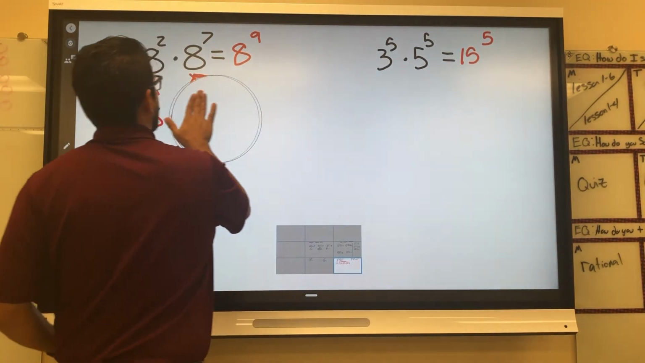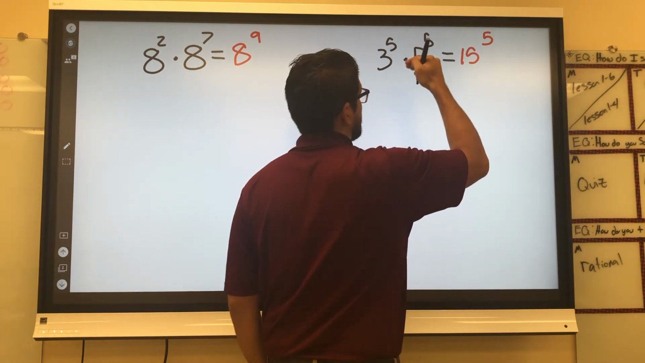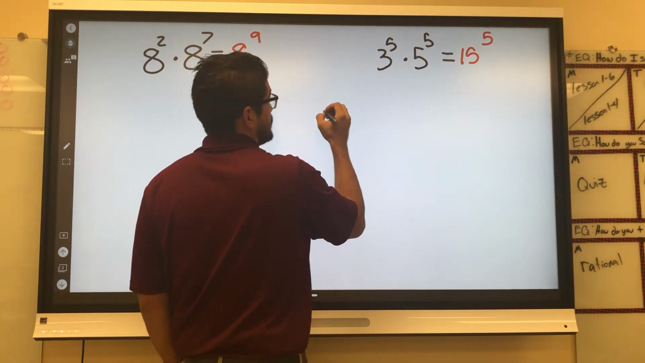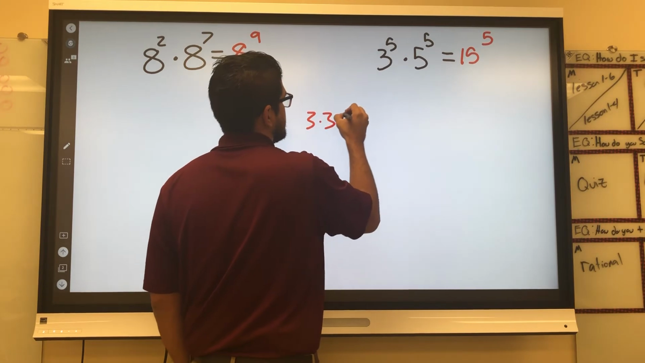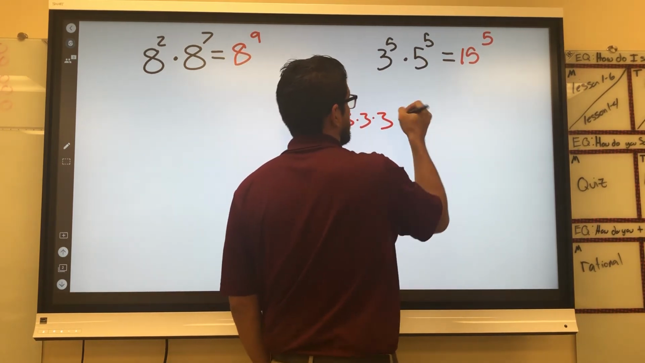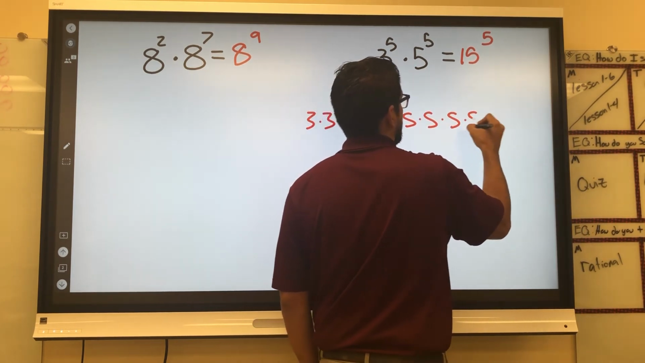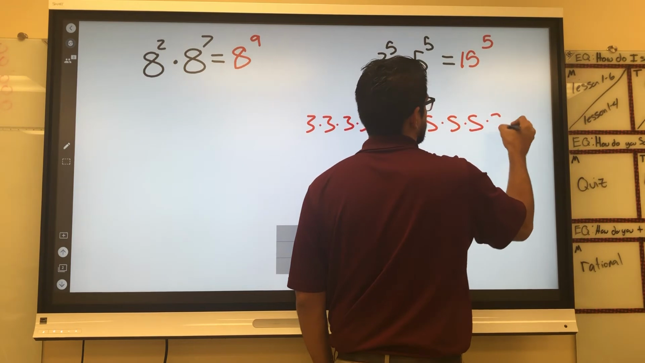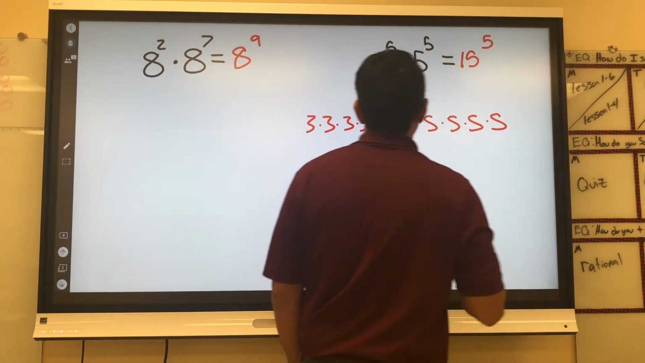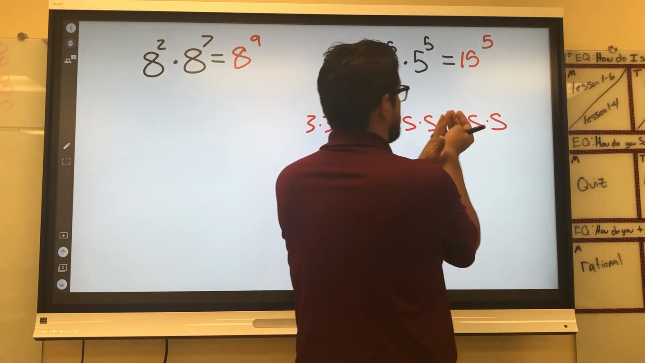All right, now we're going to do this one. Now this one is 3 to the 5th power and 5 to the 5th power. So 3 times 3 times 3 times 3 times 3, then times, I brought down the multiplication, and then 5 times 5 times 5 times 5 times 5. I know they look like S's. I don't need anybody to tell me that.